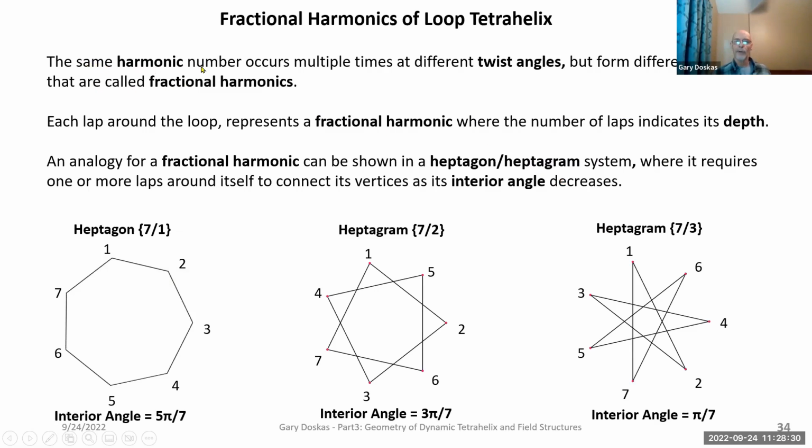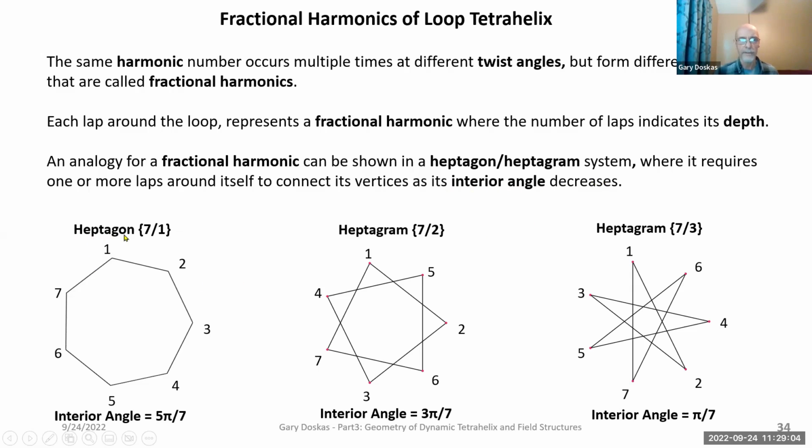So we can see that the same harmonic number occurs multiple times at different twist angles, but they form different patterns that are called fractional harmonics. And each lap around the loop represents a fractional harmonic where the number of laps indicate its depth. So an analogy for this fractional harmonic can be shown in a heptagon/heptagram system where it requires one or more laps around itself to connect its vertices as its interior angle decreases.